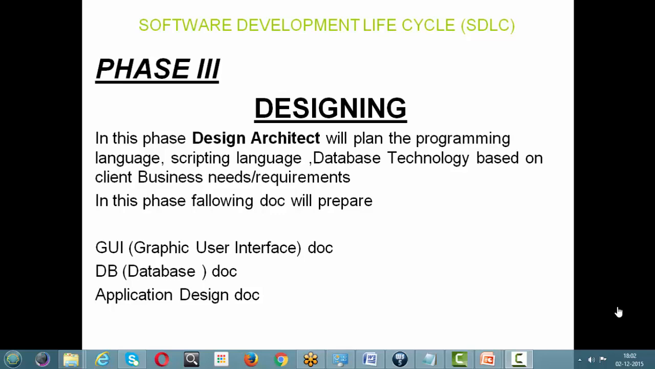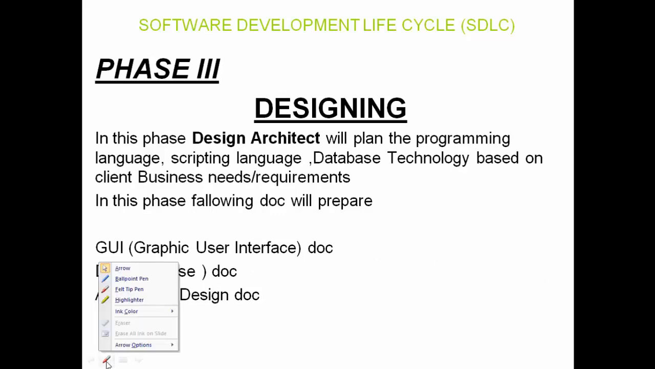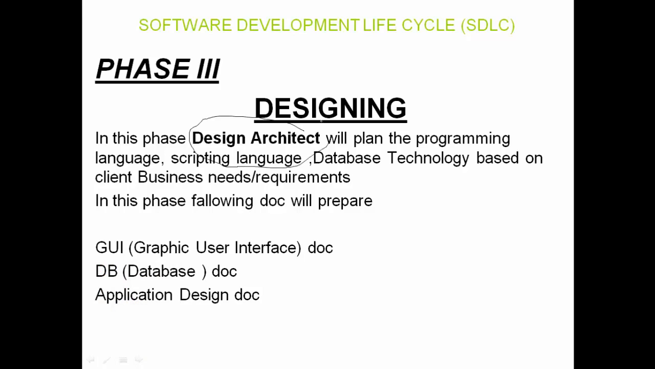Now let's concentrate on phase 3, design phase. In this phase, this design architecture will participate as discussed earlier, and a few documents like the database document, graphical user interface document, as well as application design documents like the high level document and low level document, HLD and LLD, which are related to the developers, will be planned in this phase. And the programming languages or scripting languages, database technologies, all this will be planned in this phase.